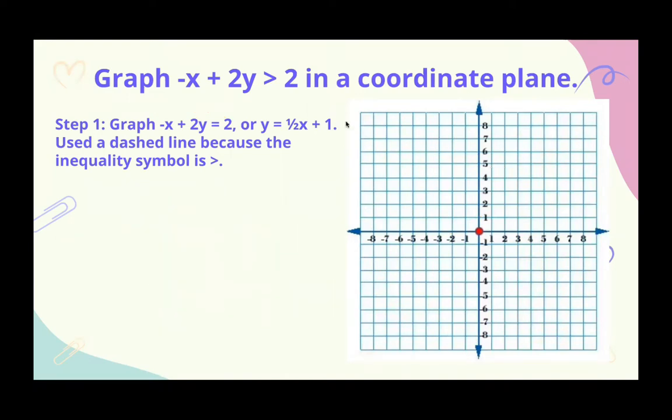However, you can also make this into slope-intercept form, which is the way I personally like to do it, since sometimes using standard form can get a little bit messy when the numbers are not perfectly divisible. So we would have -x plus 2y equals 2. I'm going to first undo x by adding x to both sides since it is negative. And now you would have 2y equals 2 plus x.